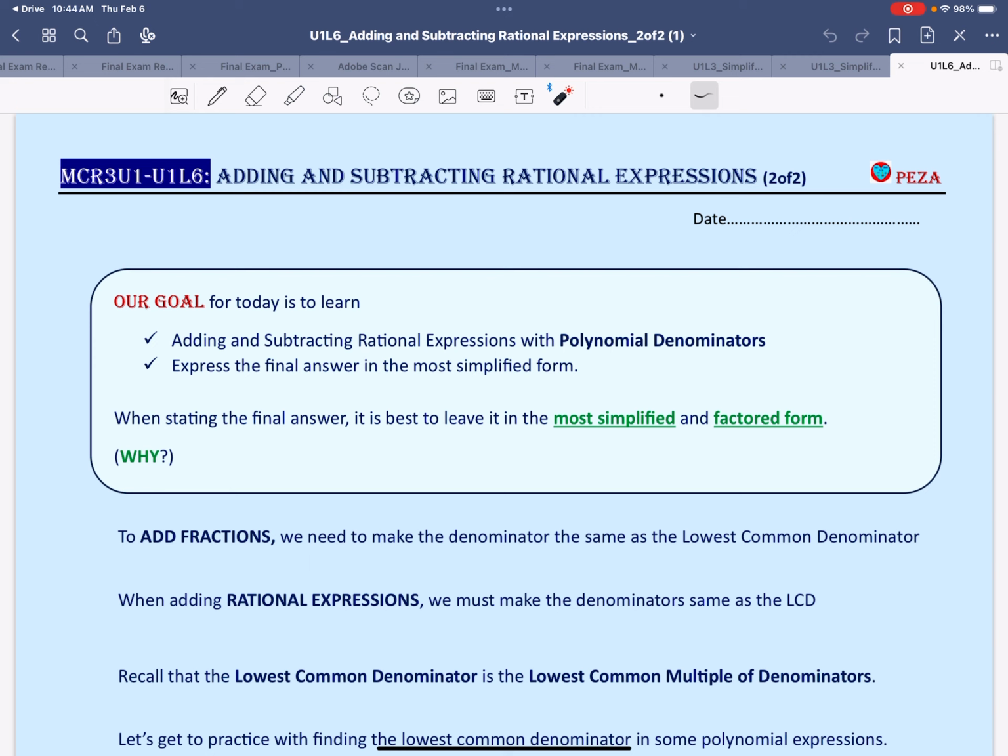Recall that when stating the final answer, it is best to leave it not only in the most simplified but also factored form. The reason why is that through factored form, we're able to simplify rational expressions, and where we have completely factored, we have checked all the possible factors and ensured that the final answer is indeed in the most simplified form.